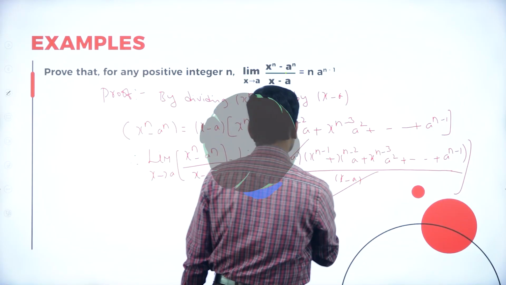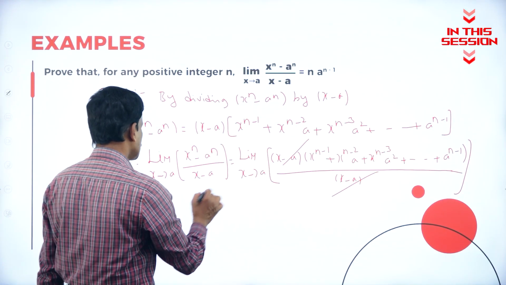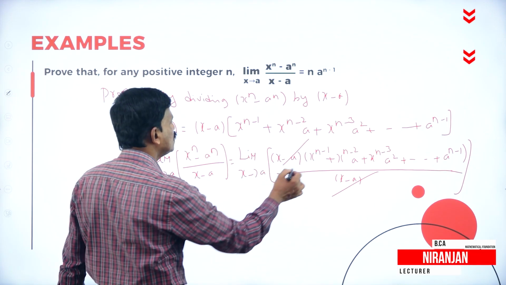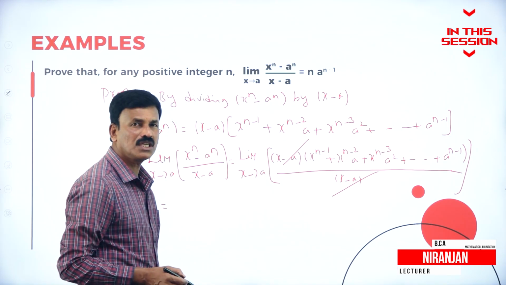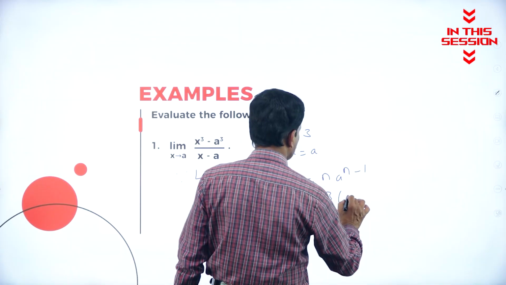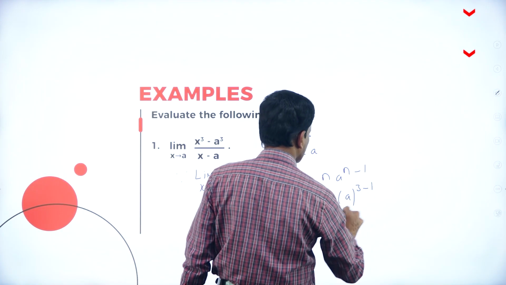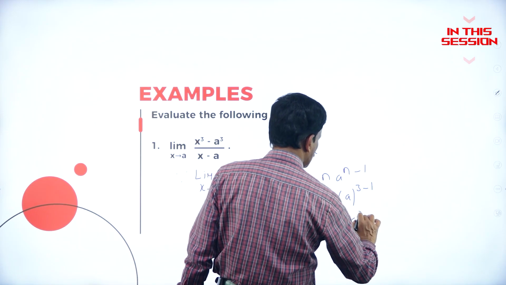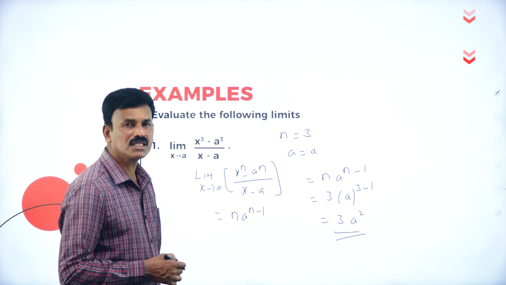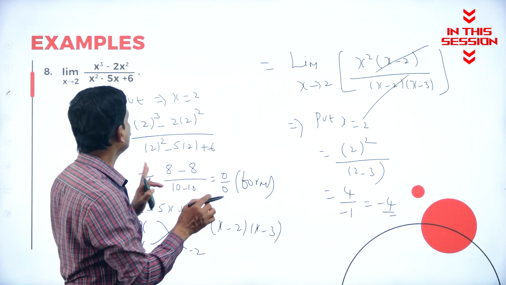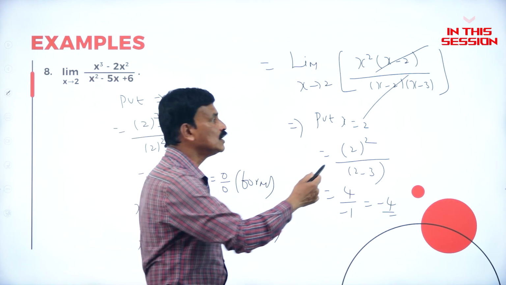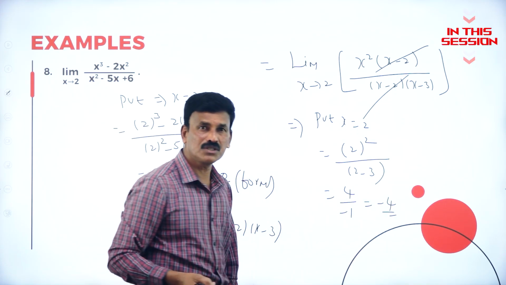x minus a and x minus a gets cancelled. What is left over is limit x tends to a of x raised to n minus 1, x to the power of n minus 2 into a plus x to the power of n minus 3, etc., a to the power of n minus 1. 3 into a to the power of 3 minus 1, that is 3 into a square. The simplified answer for this is 3a square, which is the required answer. That's it. In the numerator, you can take x square as a common factor. In the denominator, factorize it. So you will get in the numerator x square into x minus 2.